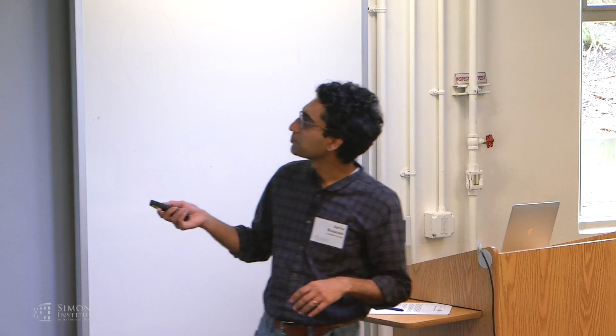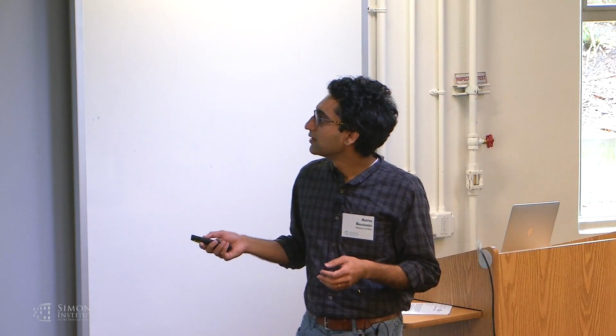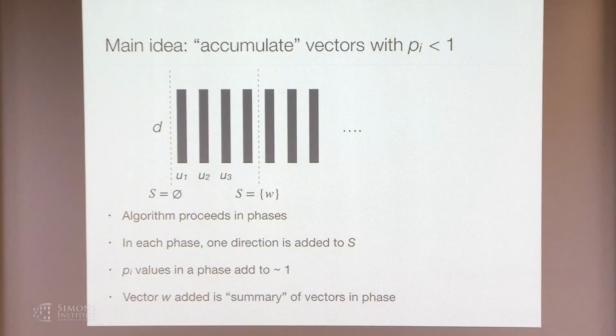So the algorithm we propose is an algorithm that proceeds in phases. For now assume that all the PIs are less than 1, just for simplicity. What you do is you divide these vectors into phases, such that in every phase the p's add up to 1. And after every phase we add one direction to this space S that we are maintaining.